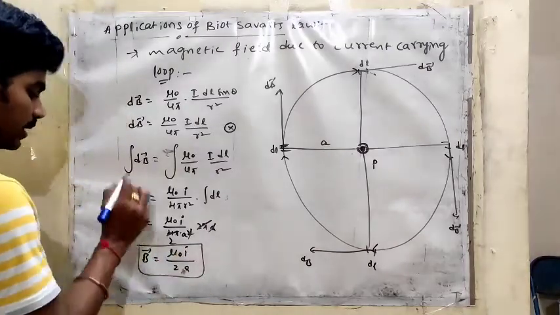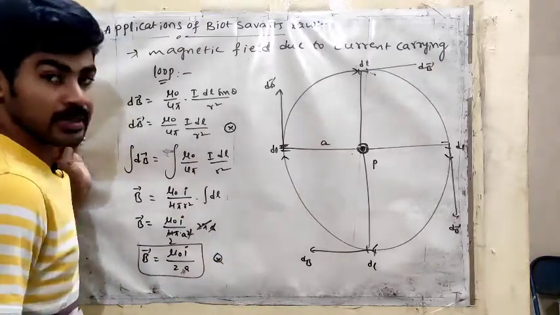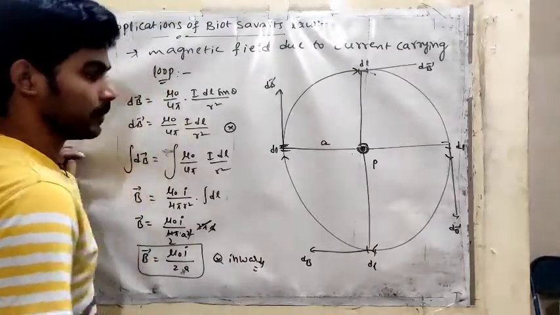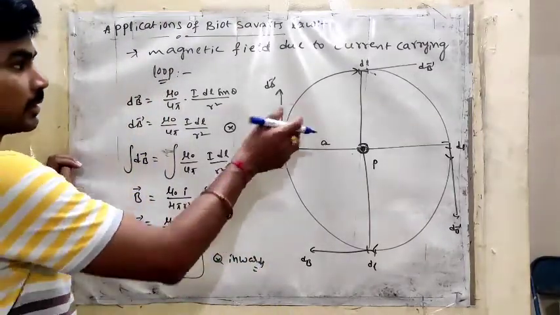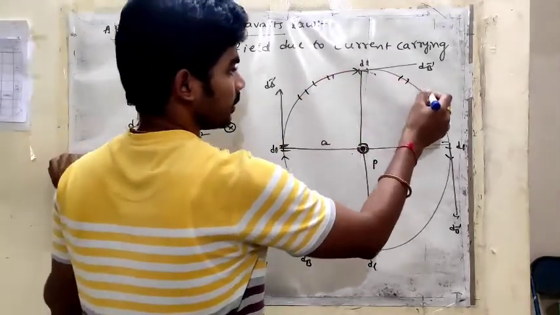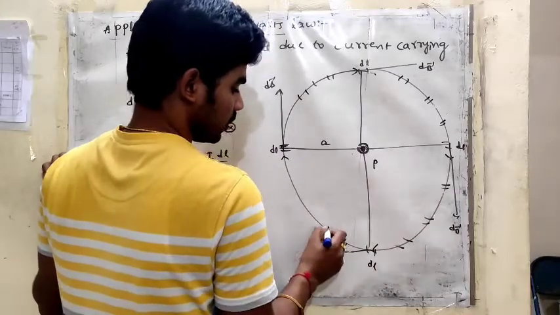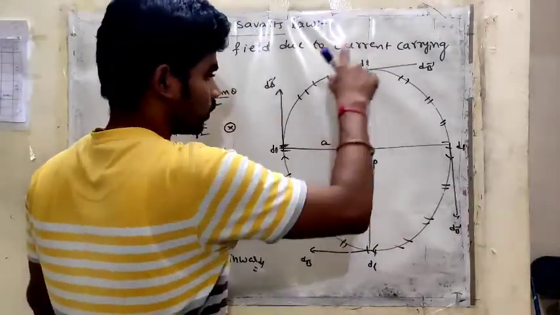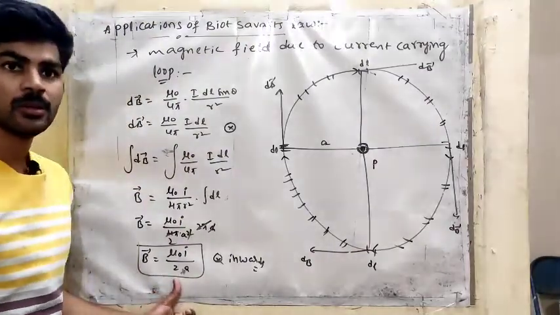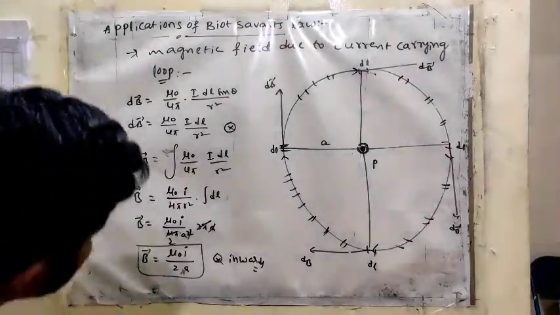This is the magnetic field of the circle exactly at the center. In the total circular case, everywhere I am taking very small elemental lengths, and together they give the total circumference. The total magnetic field value is mu naught I by 2a. Okay, next one.